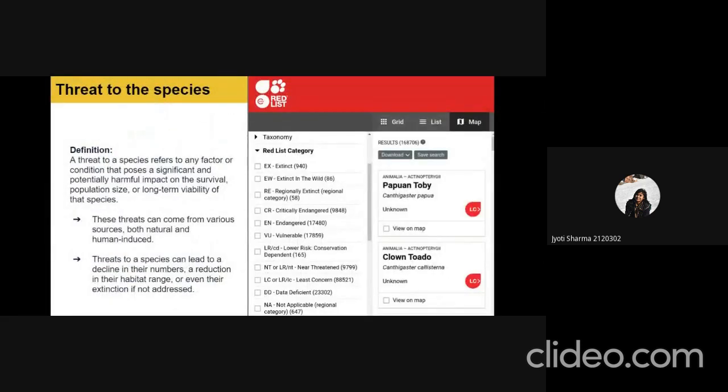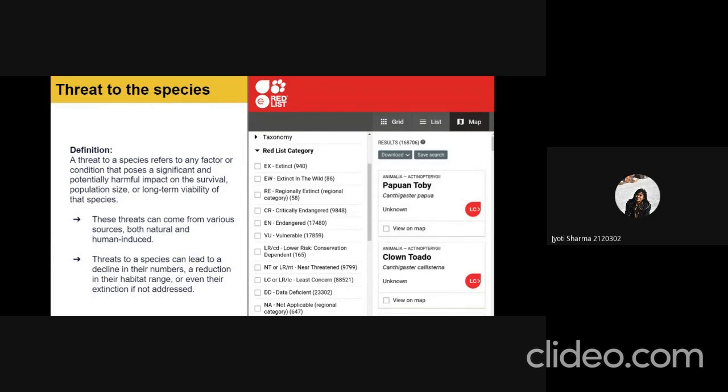First we have to keep in mind what the threat is. We have the definition. The definition says a threat to the species refers to any factor or condition that poses a significant or potentially harmful impact on the survival, population size, or long-term viability of that species. You have to keep in mind that it is a factor or a condition. What the factor is, what kind of conditions we have by which it poses a significant impact, we will discuss at length.